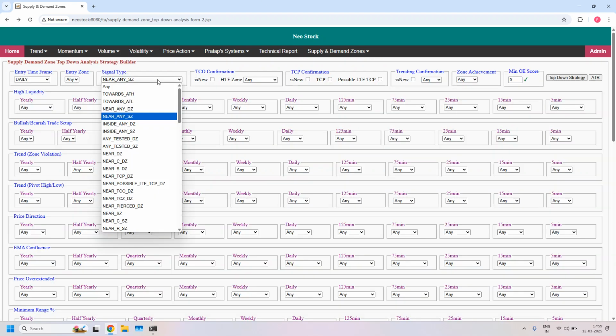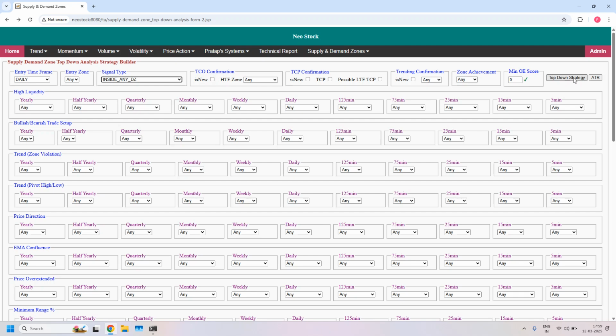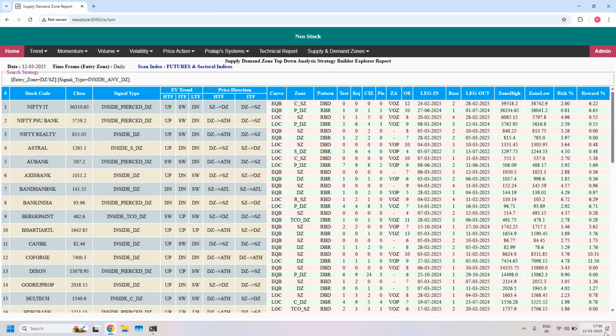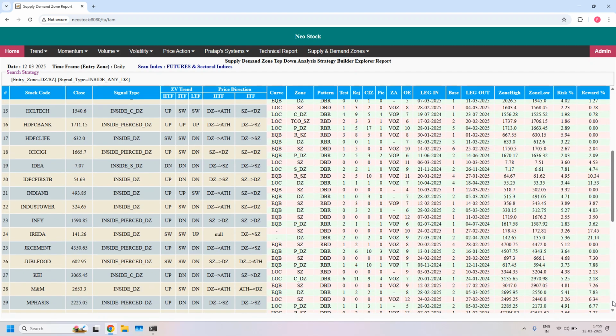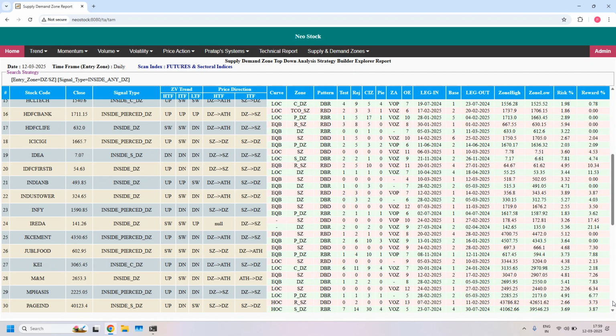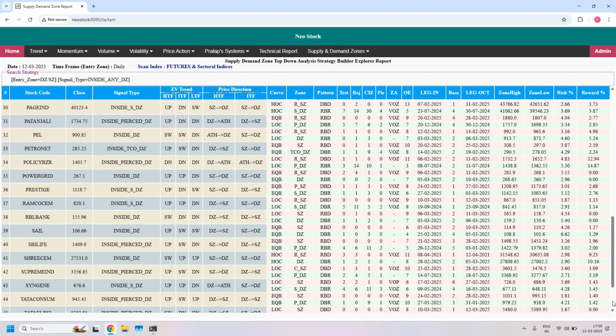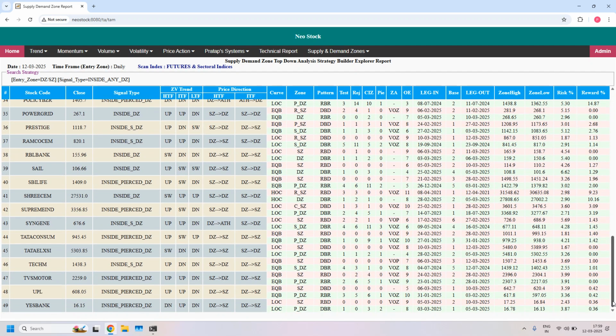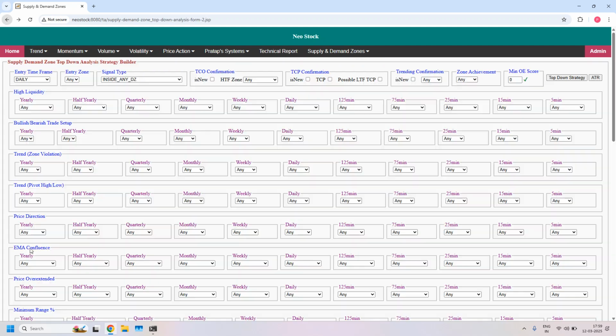Okay, next, price closed inside the daily demand zone. First 15 stocks in the list. I am scrolling the list down. So total 49 stocks are filtered. Let us further filter based on daily demand zone having daily EMA confluence. Setting the filter.